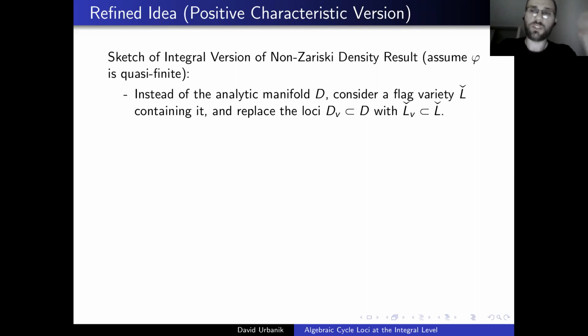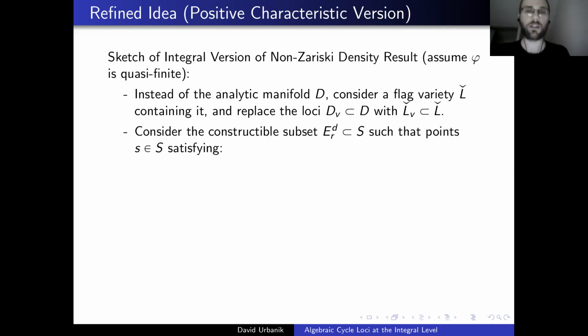The difference between these two things is that when we talked about the complex analytic manifold D, we were considering Hodge structures, which are really the Hodge decomposition of the associated complex vector space. And for the flag variety check L, we're considering the Hodge flag that you get by adding up the summands iteratively. And that's an algebro-geometric thing, whereas the complex manifold also has some polarization conditions that are analytic. And so one is larger than the other, but we can do the same sort of thing where we just map to the flag variety instead, and we pull back these loci check L sub V.